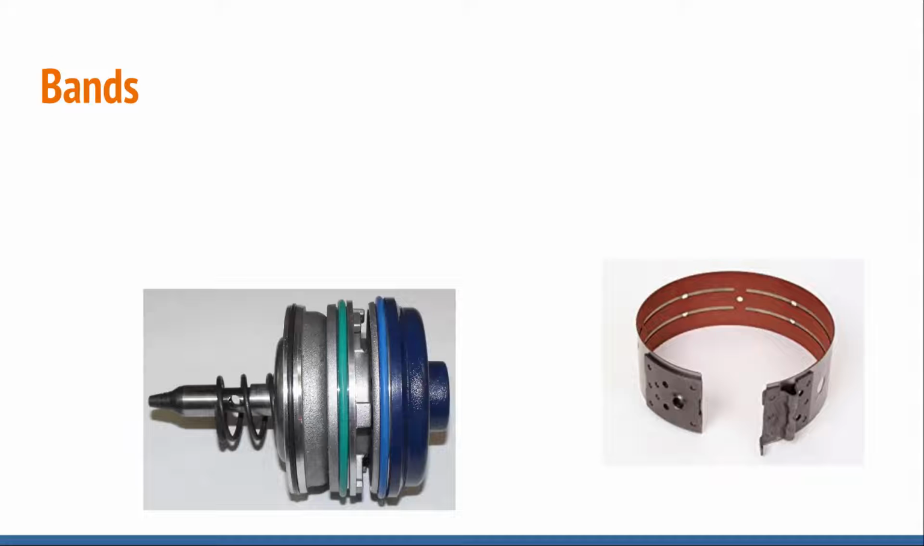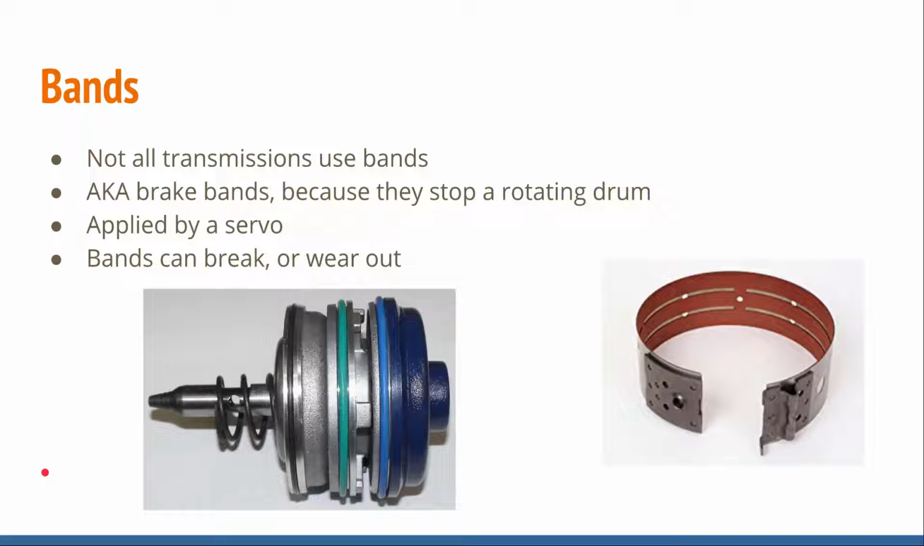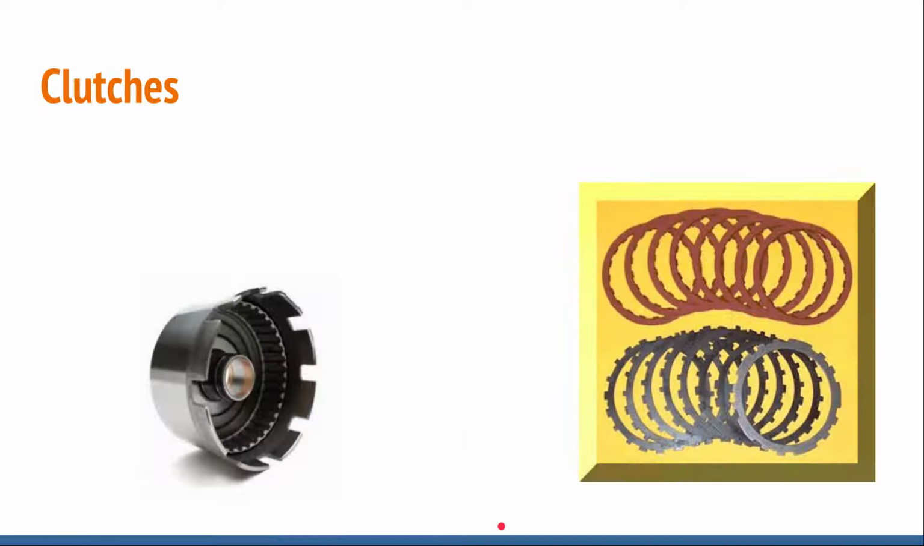We're talking about bands. So again, not all transmissions use bands, also known as brake bands, because they stop. What they do is when they apply, they stop a rotating drum. They are applied by a servo, which is right here. And then I also have in there, bands can break or wear out. So whenever I have a transmission open, I replace bands no matter what, because sometimes they crack. We see them crack here, we see them crack here, or they just plain wear out. It wears the lining away till there's nothing left. So you might run into that.